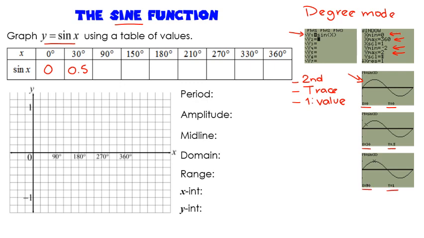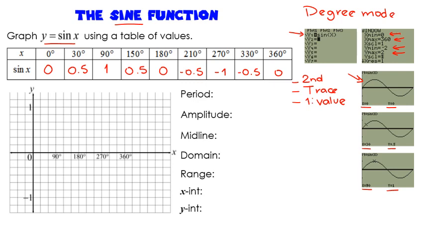And if you continue in that fashion, 150 will give us 0.5, 180 will give us 0, 210 will give us -0.5, 270 will give us -1, 330 will give us -0.5, and 360 gives us 0.